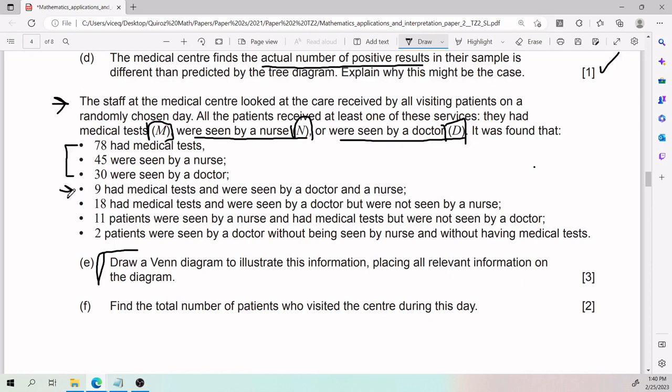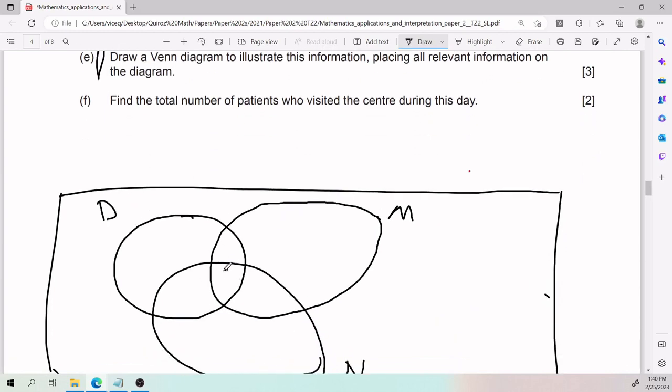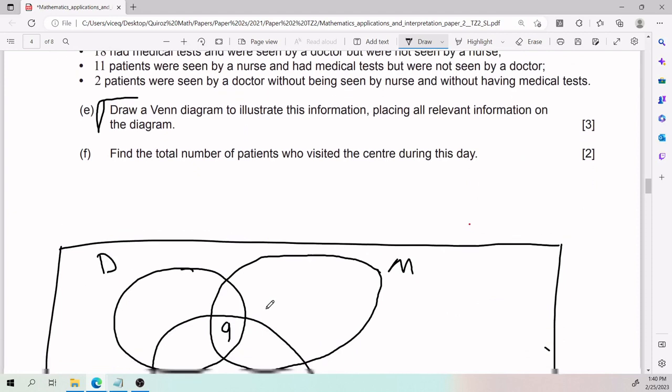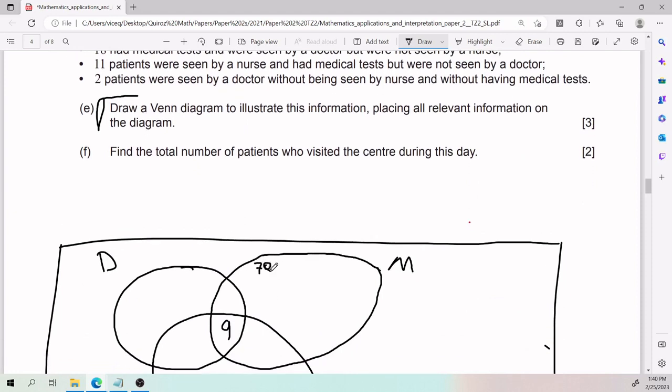We had that 9 had medical tests and were seen by a doctor and the nurse. And so there's a lot of ands there. So 9 had medical tests and seen by doctor and the nurse. This is one thing that I can plug in directly. So this 9 can actually go here. And that actually already tells me that the 78 I had before needs to get subtracted by 9.